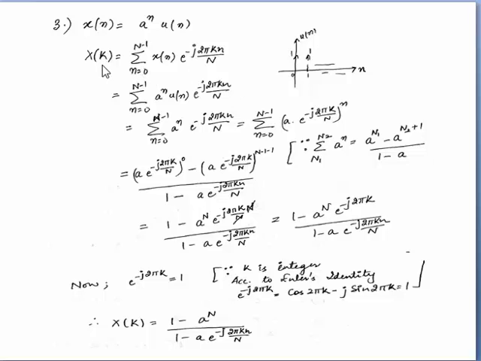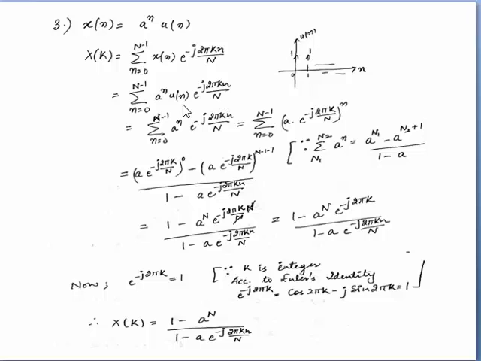We already know the formula of DFT. According to DFT, X of k is equal to summation n from 0 to N minus 1 x of n e raised to power minus j 2 pi k n over N. Now we have to put x of n is equal to a raised to power n u of n. Then the equation becomes summation n from 0 to N minus 1 a raised to power n u of n e raised to power minus j 2 pi k n over capital N, where capital N is the N point DFT.